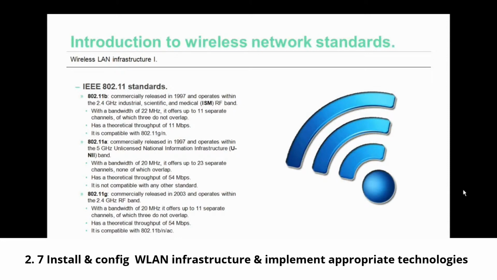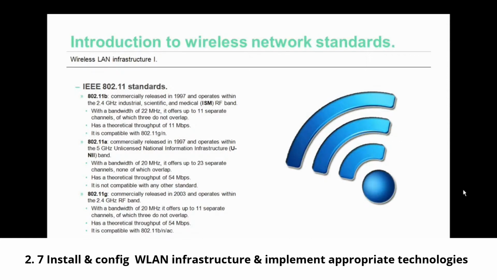Then there's 802.11a. It was also commercially released in 1997 and operates within the 5 GHz unlicensed National Information Infrastructure, or U-NII, radio frequency band. It offers up to 23 separate channels that offer a bandwidth of 20 MHz each. None of the channels overlap. 802.11a has a theoretical throughput of 54 megabits per second. It is not compatible with any other standard.